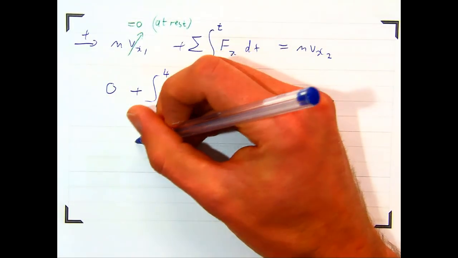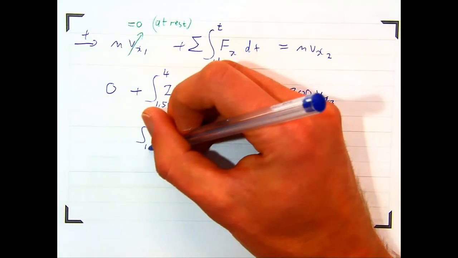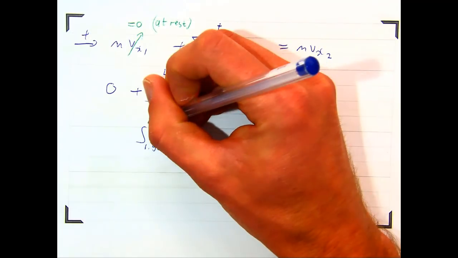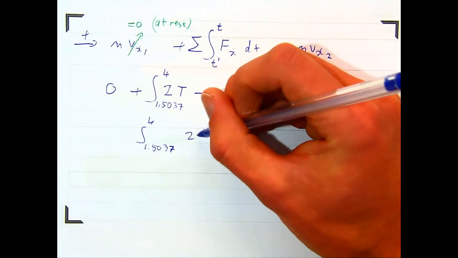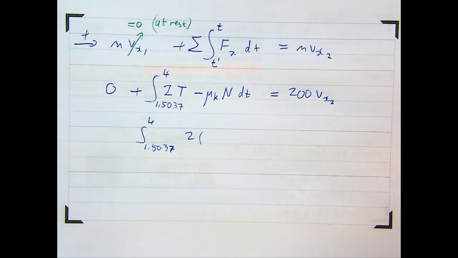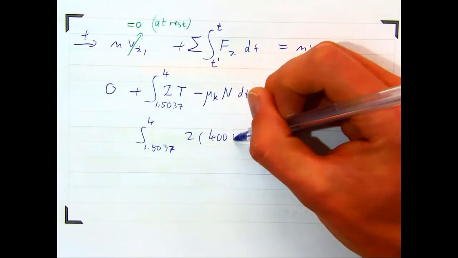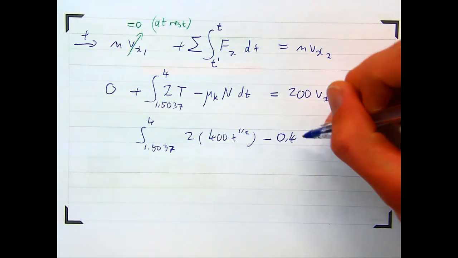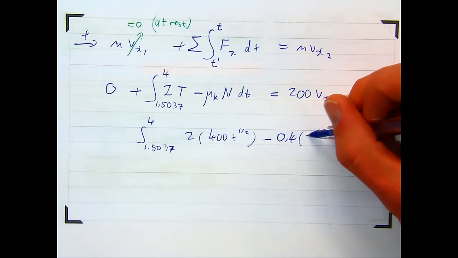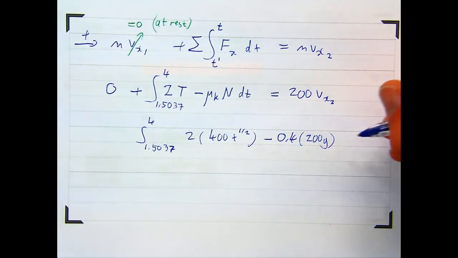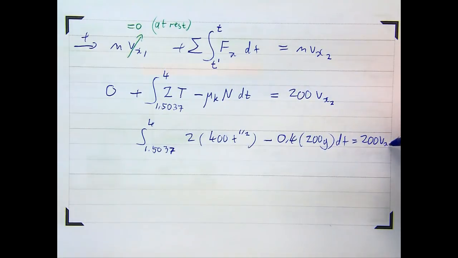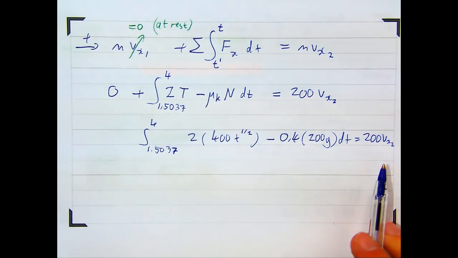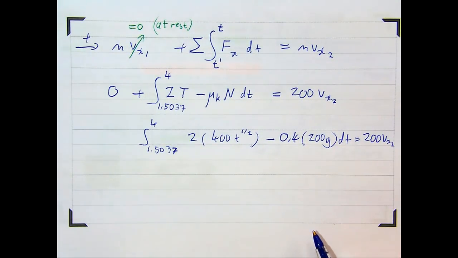And then this becomes the integral from 1.5037 to 4 of 2 times the tension, which is 400 t to the power of a half, minus the kinetic coefficient of friction times the normal force, 200 g, is equal to 200 Vx2, and in this equation Vx2 is the only unknown, which you can find as 6.62 meters per second.